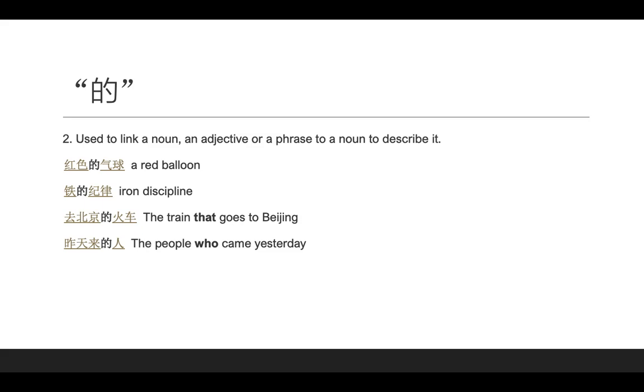去北京的火车, the train that goes to Beijing. So here you see that it is a phrase, but in Chinese we tend to make it into a single expression using 的, so it's 去北京的火车. 昨天来的人, the people who came yesterday. So it functions like that: you just put all those describing parts before the noun. So 昨天来的人.